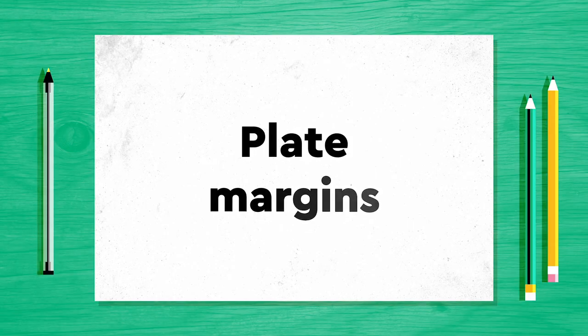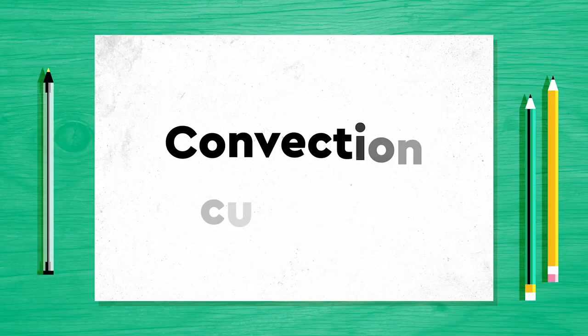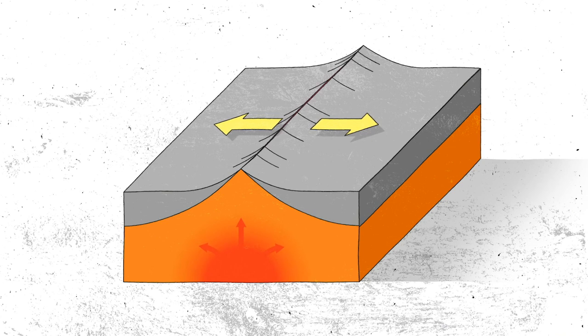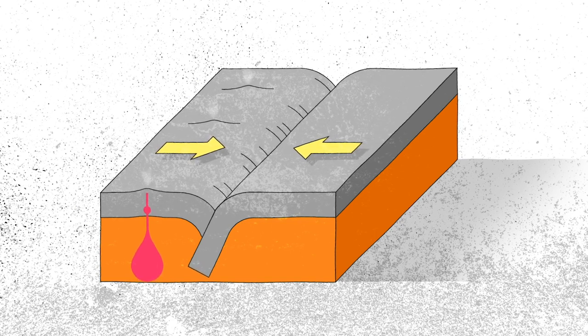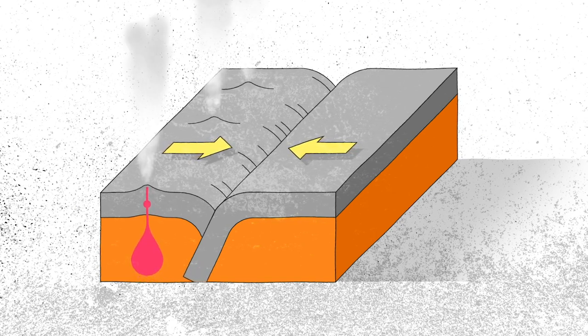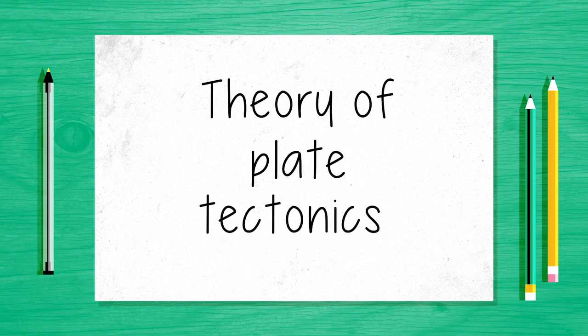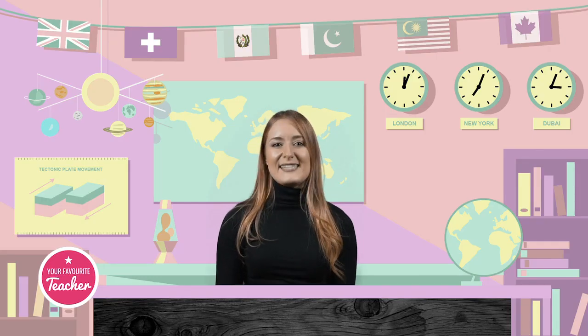The places where plates meet are known as plate margins or plate boundaries. So, inside the mantle, heat is rising and falling, creating something known as convection currents, which are generated by radioactive decay in the core. These currents cause the plates to move. Where these convection currents diverge near the Earth's crust, plates move apart, and where convection currents converge, plates move towards each other. This movement of the plates and the activity inside the Earth is what we call the theory of plate tectonics.